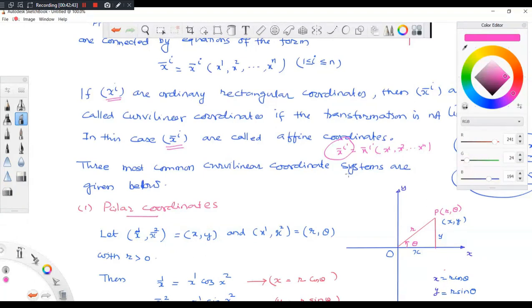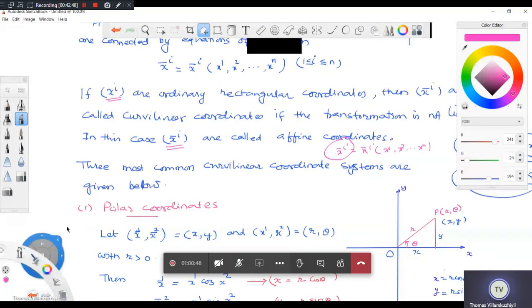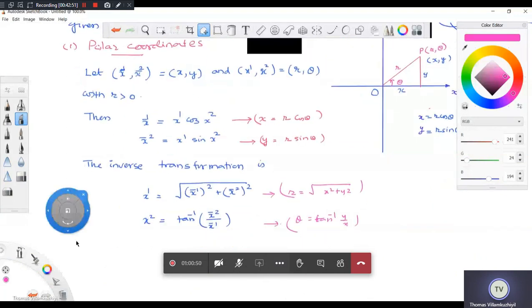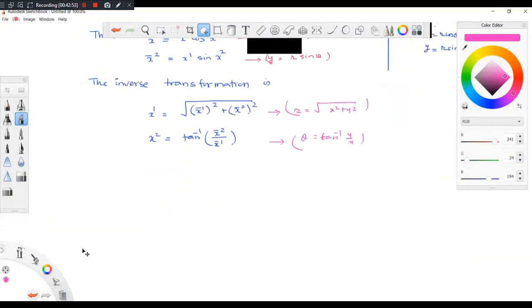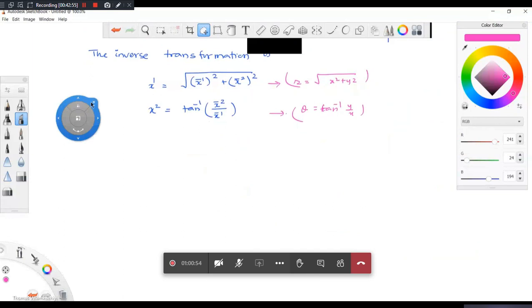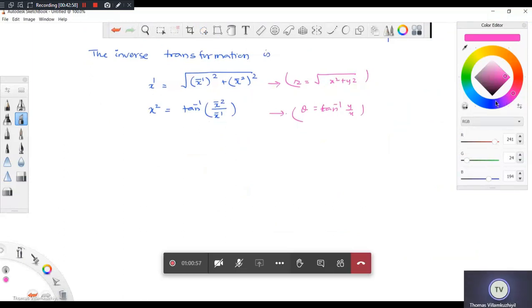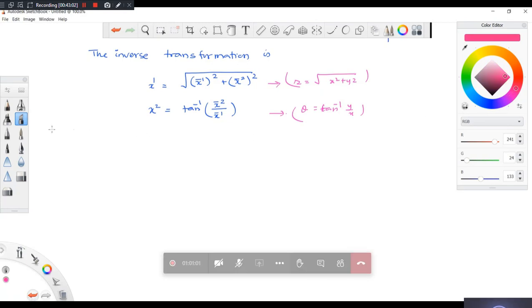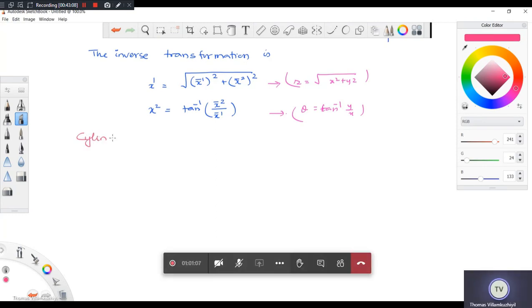Yes, sir. Okay. So we have seen one coordinate system, that is the polar coordinate system. Now come to the second famous coordinate system, the cylindrical coordinates. All these things you have studied in your geometry. This is not a new thing, but the notation is new. So next is cylindrical coordinates.